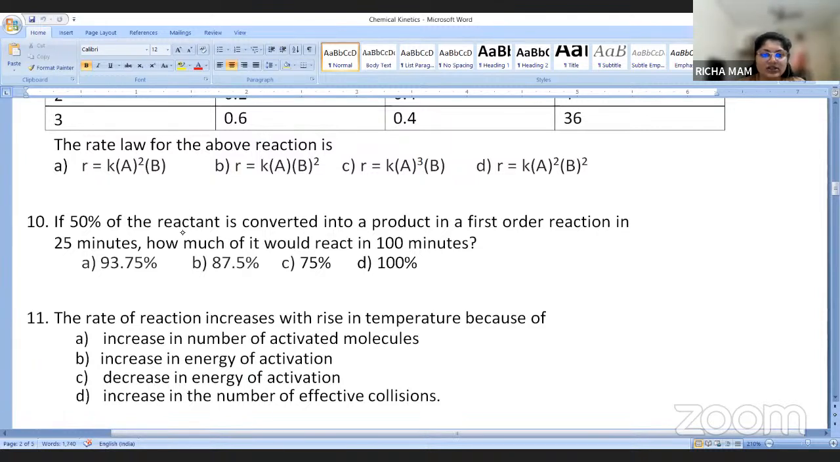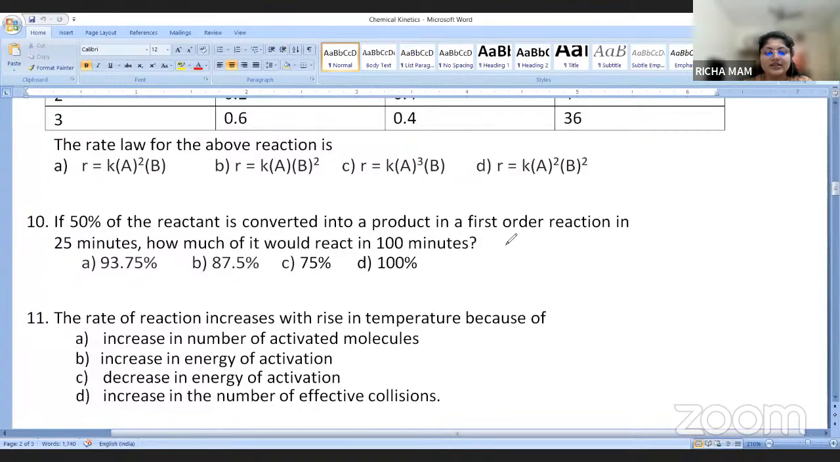Same question. If 50% of the reactant is converted into product in a first order reaction in 25 minutes, how much of it would react in 100 minutes? Now, in the previous question they had asked you the time. Now they have asked the percentage, how much has reacted in 100 minutes. So find out the concentration, how they have asked. How are you going to solve this?